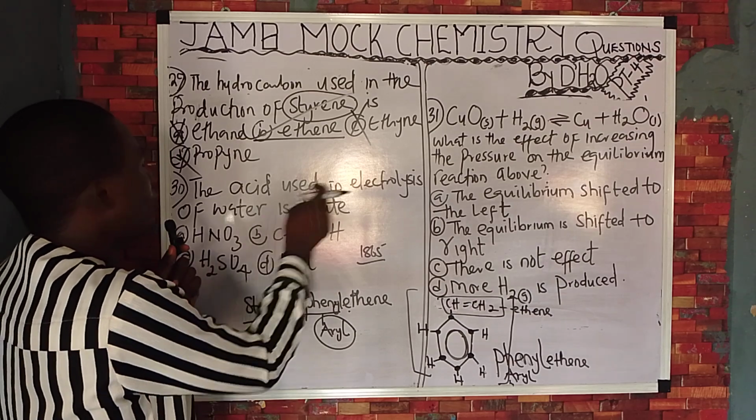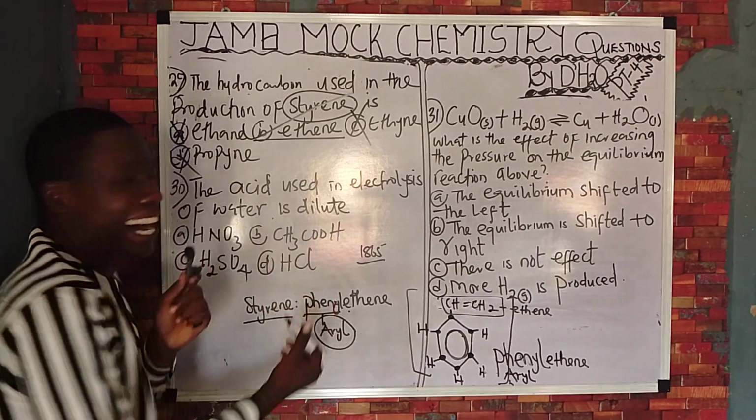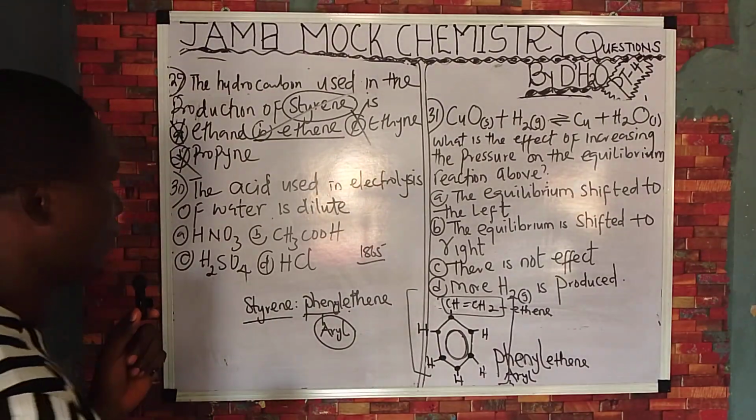The acid used in the electrolysis of water is diluted with what? What's the acid used in the electrolysis of water?